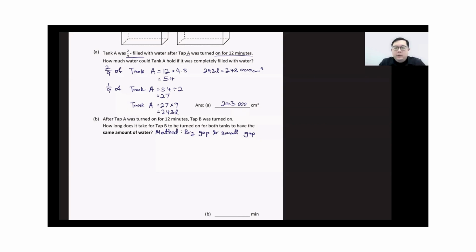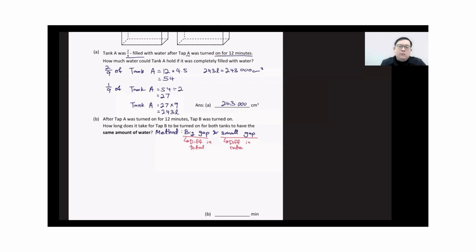The method that I'll be using is big gap and small gap. Now, what is big gap? What's the meaning of big gap? For this question, big gap is the difference in total volume of water. Okay, or I'll just focus on difference in total. My small gap is going to be my difference in rates. So what do I mean by that?